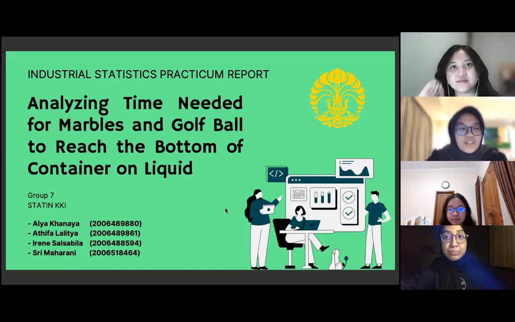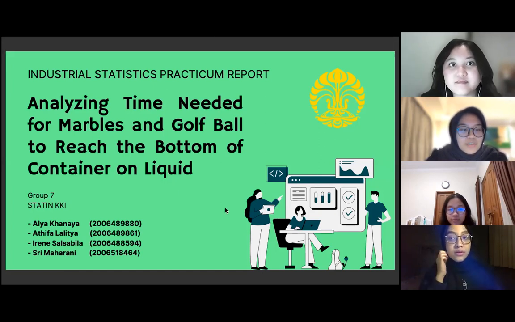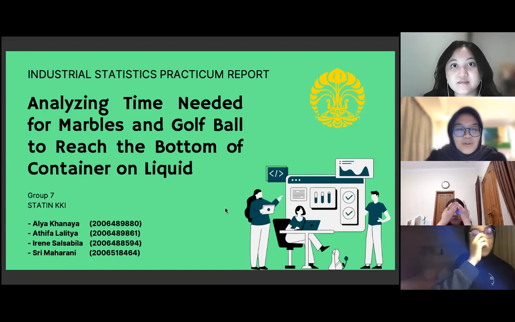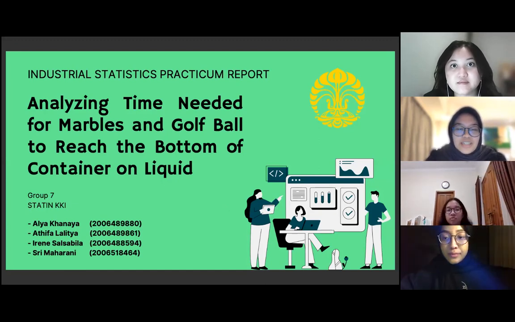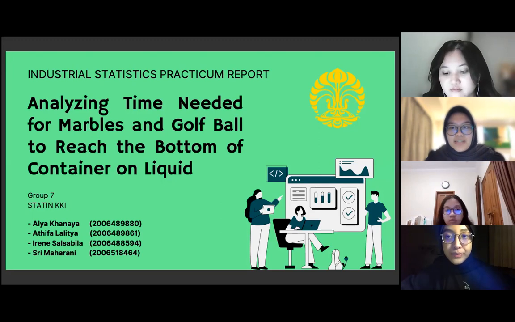We're from Group 7, and today we're going to present our Industrial Statistics Practicum report about analyzing the time needed for marbles and golf balls to reach the bottom of a container of liquid. As for the members, we have myself, Alya Khanaya, Athifa Lalitya, Irene Salsabila, and Sri Maharani.